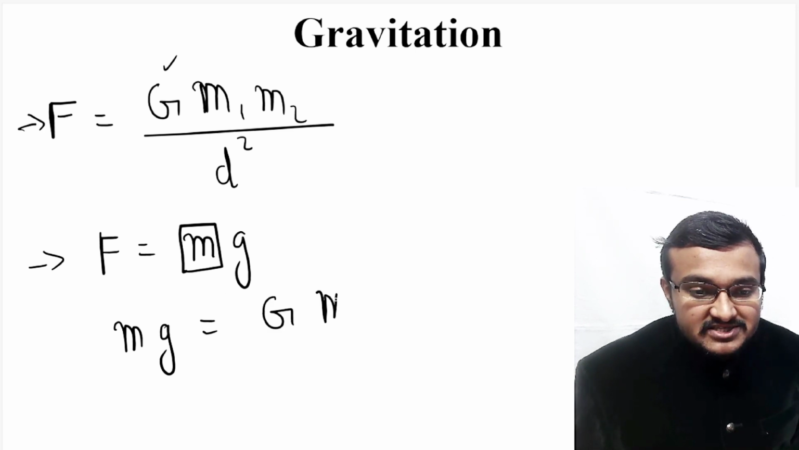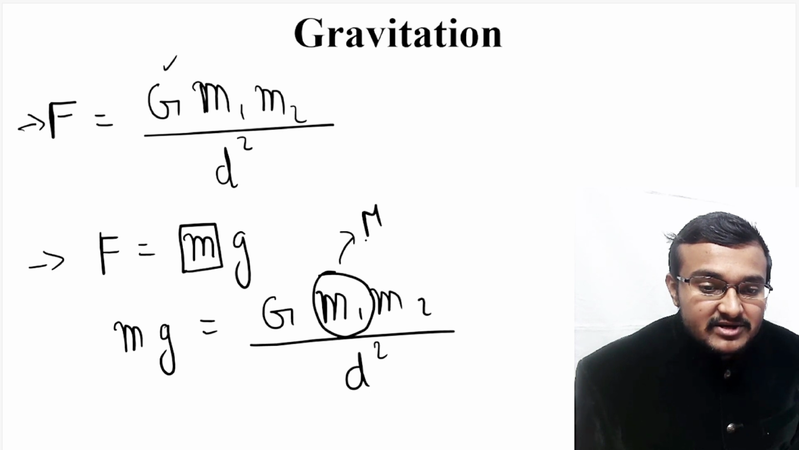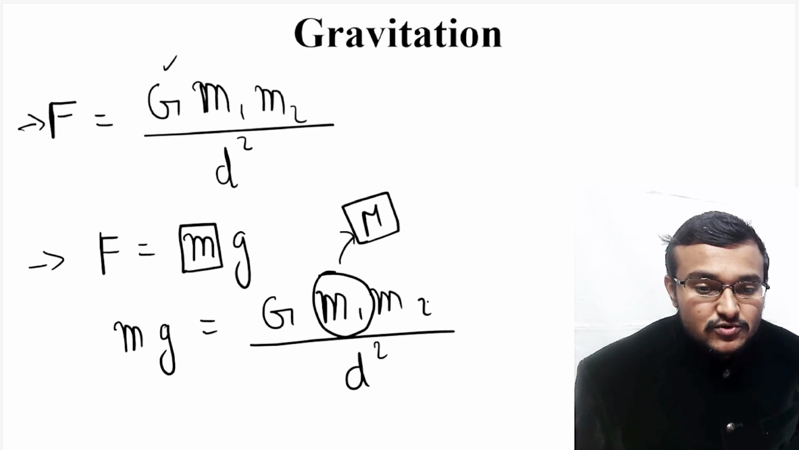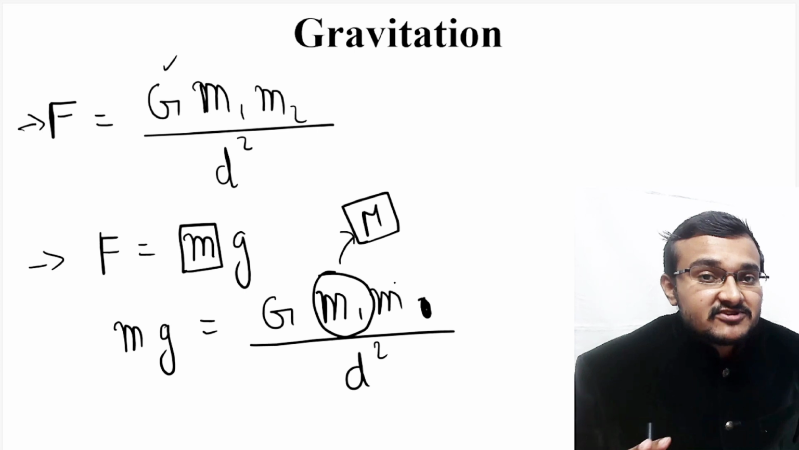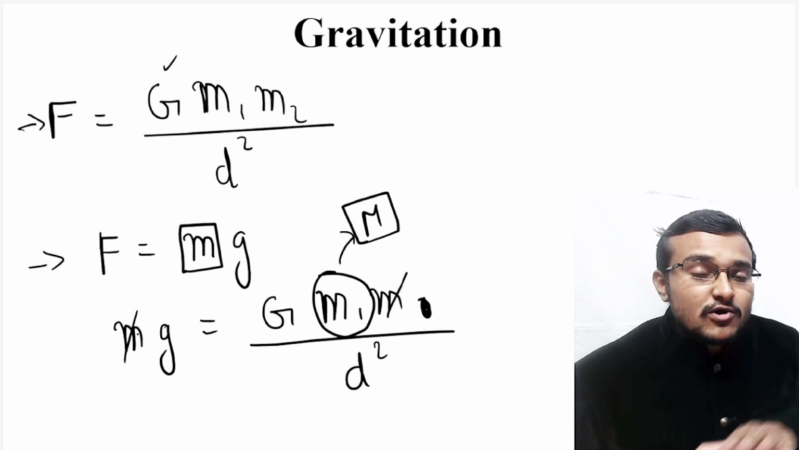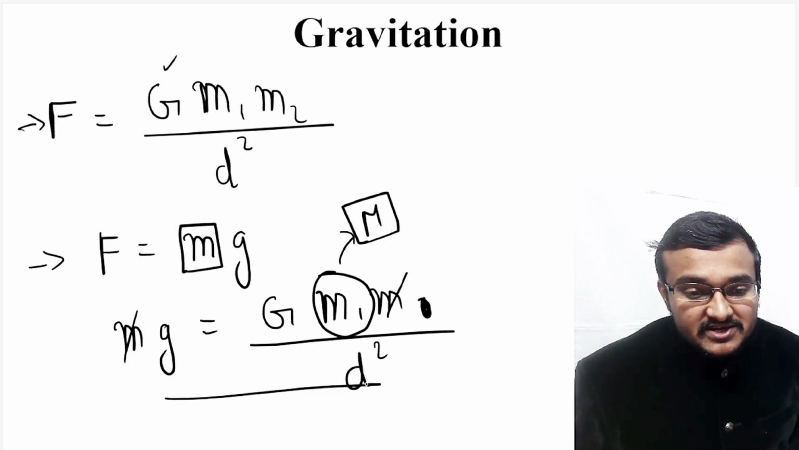There we got G m1 m2 divided by d square is equal to mg, where m1 can be written as capital M, because capital M was the mass of Earth which we have taken, and m2 can be written as just m. This m is the mass of the object which is under the influence of the gravitational force of Earth. By considering this, we cancelled the mass of the object on either side of the equality symbol, and we got this equation.